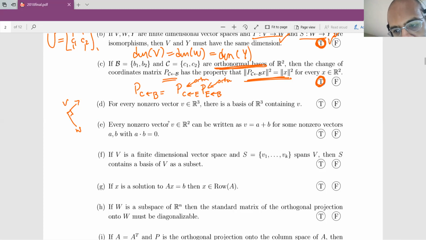Okay. Now why can you do that? Why is there a vector orthogonal to V? A non-zero vector orthogonal to V. Why does such a vector exist?